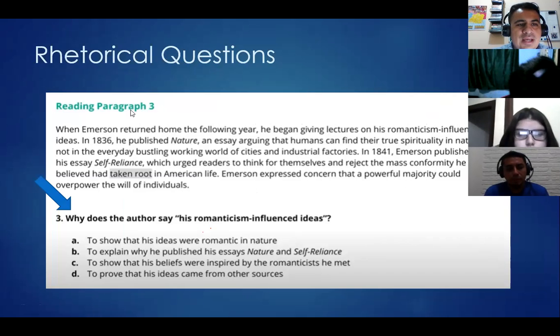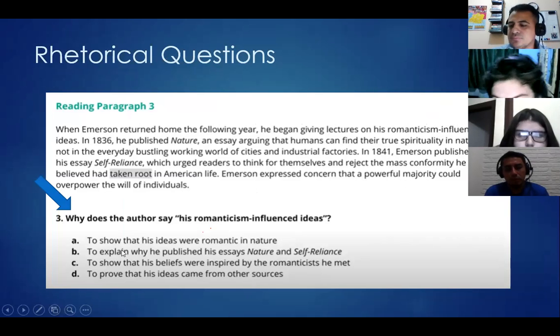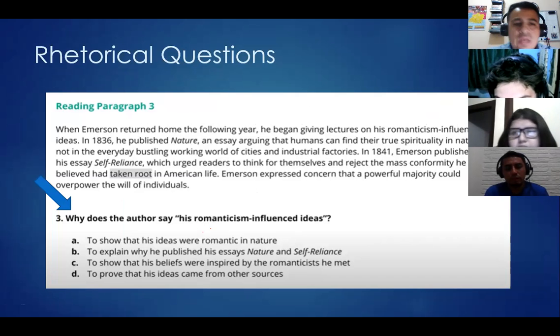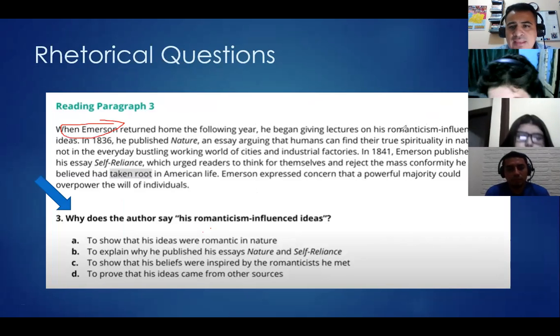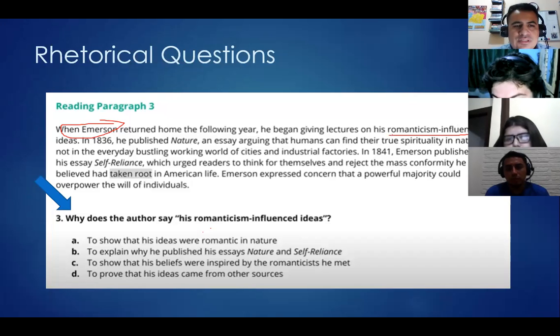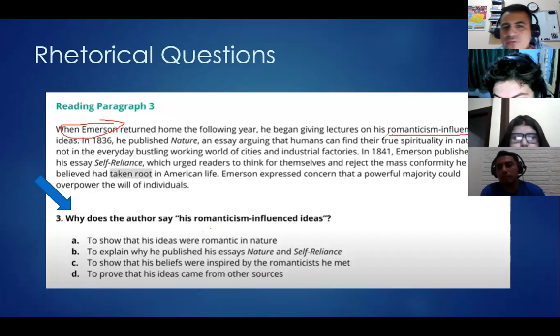What do you think? Let's do skimming. What is the main idea of this article? Skimming? Romanticism, influence, ideas. Okay, very good. Ahí está, right? Eso es lo que resalta. Resalta Emerson, the person. And then this. Romanticism, influenced ideas. All right. Very good, very good. So skimming, ahí está.